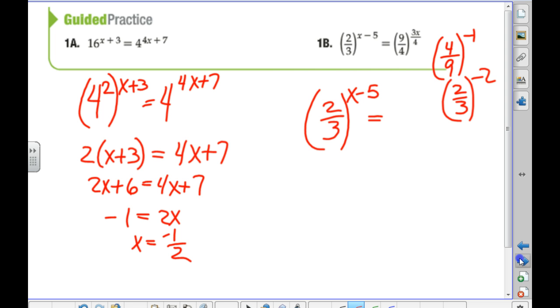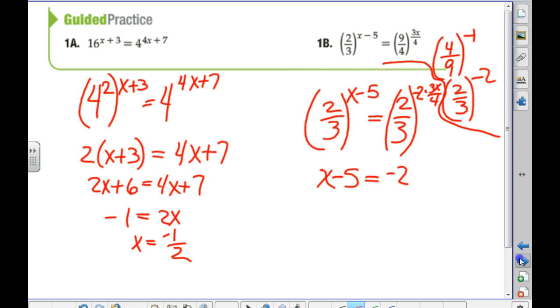Because it has to be a 2/3. I need them both to be 2/3. I need them to have the same base, okay? So this one was a 2/3, I needed this one to be a 2/3. That was my explanation over there. So now I can get rid of the 2/3 and write x minus 5 equals negative 2 times 3x over 4. And that's all that is. Negative 2 times 3 divided by 4 is?